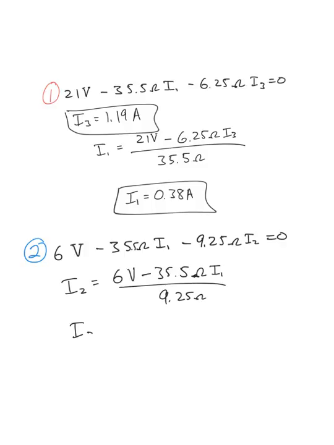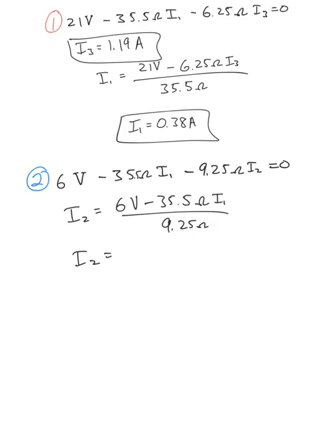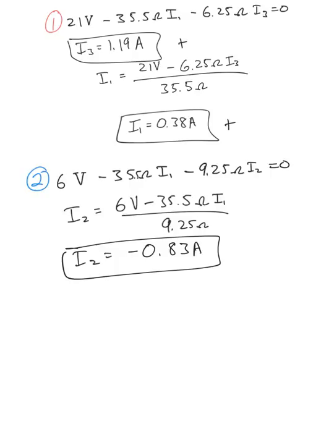And I2 becomes negative 0.83 amps. So now we've been able to find the current through each section of our circuit individually. We found I1, I2, and I3. Just a quick note, I want to talk about this minus sign in I2. I1 is positive, I3 is positive, and I2 is negative.